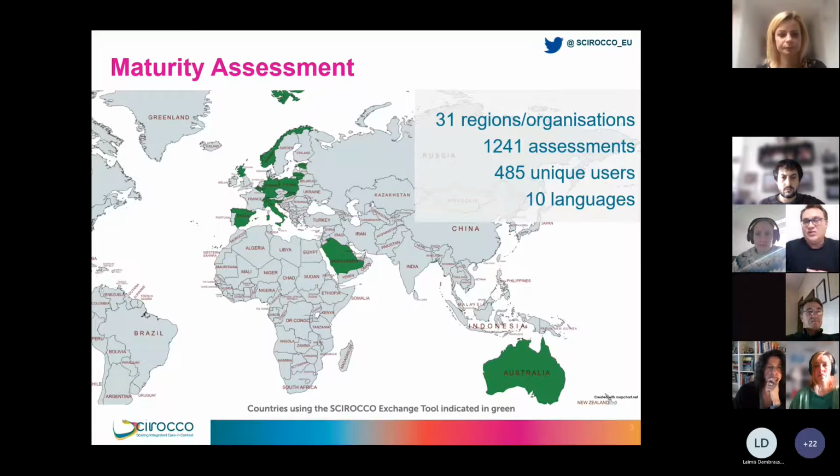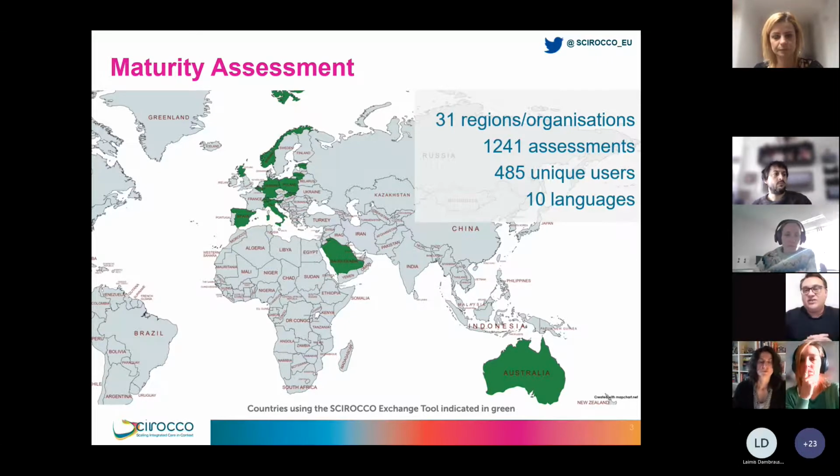Just to give you the whole scope of the different adaptations and applications. This has been tested in 31 regions and organizations with more than 1,200 assessments. We have had more than 480 unique users and translated now in 10 languages. And you can see that we have gone overseas and reaching other continents like Australia or Saudi Arabia.